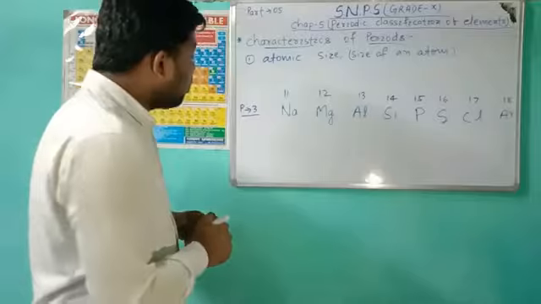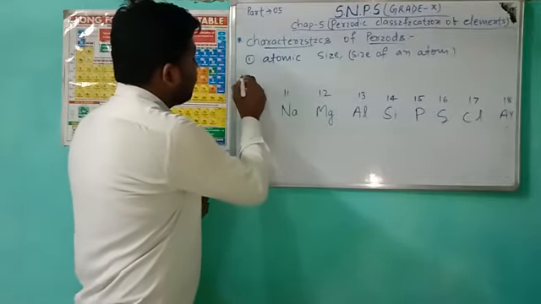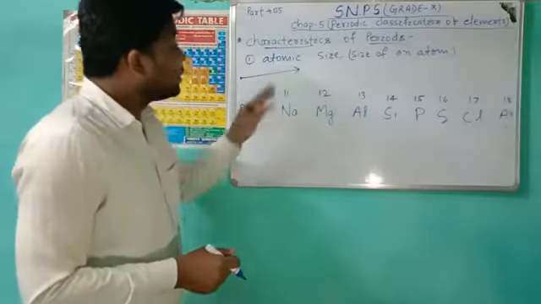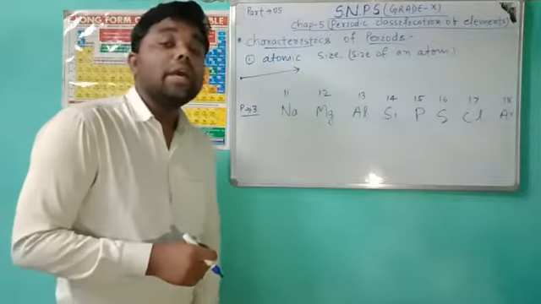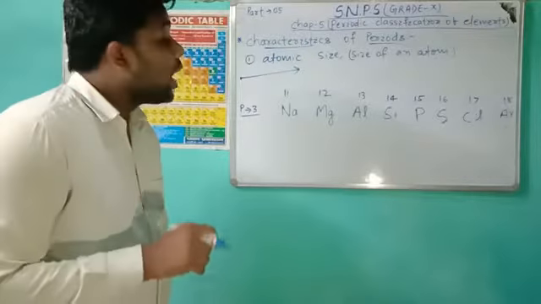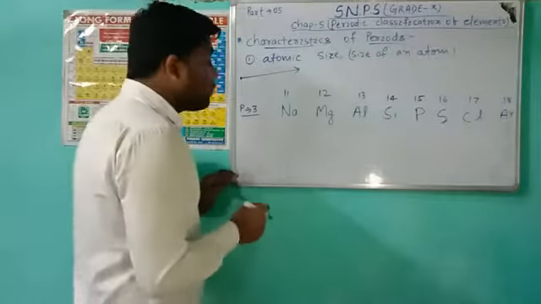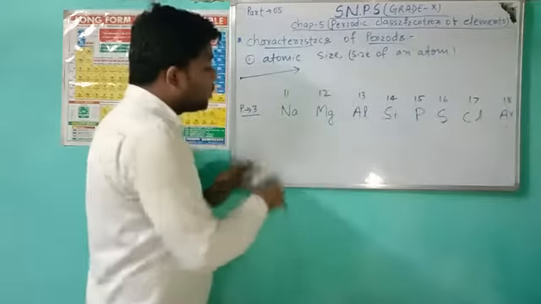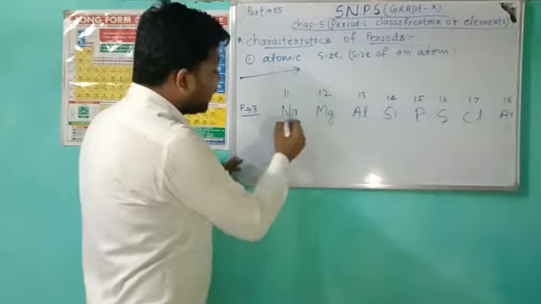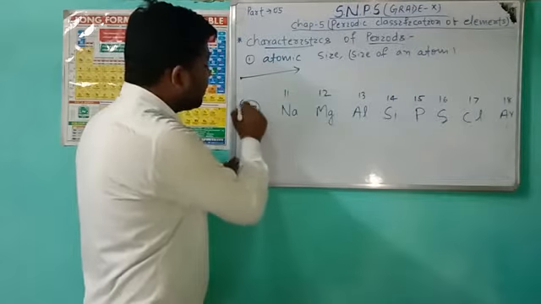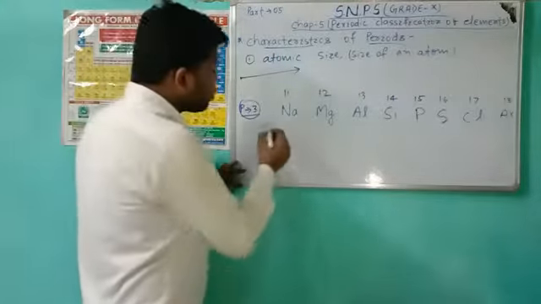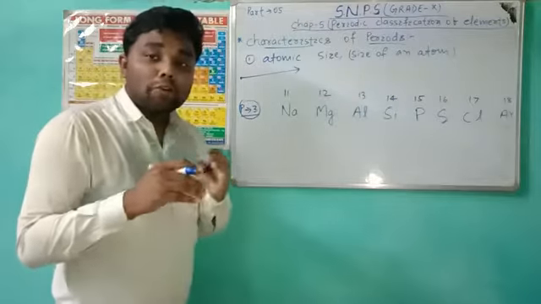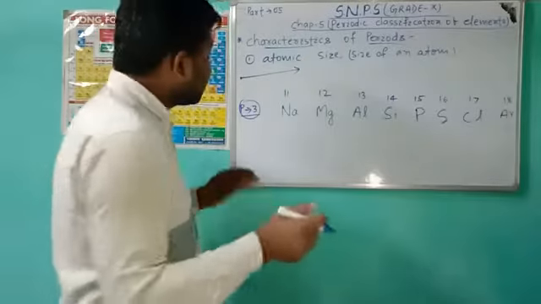So when we go left to right in the periodic table, the size of an atom decreases. How it decreases, I am giving you some examples. When we talk about sodium, it is present in period number 3. If we draw a diagram of electron distribution, it is like this.